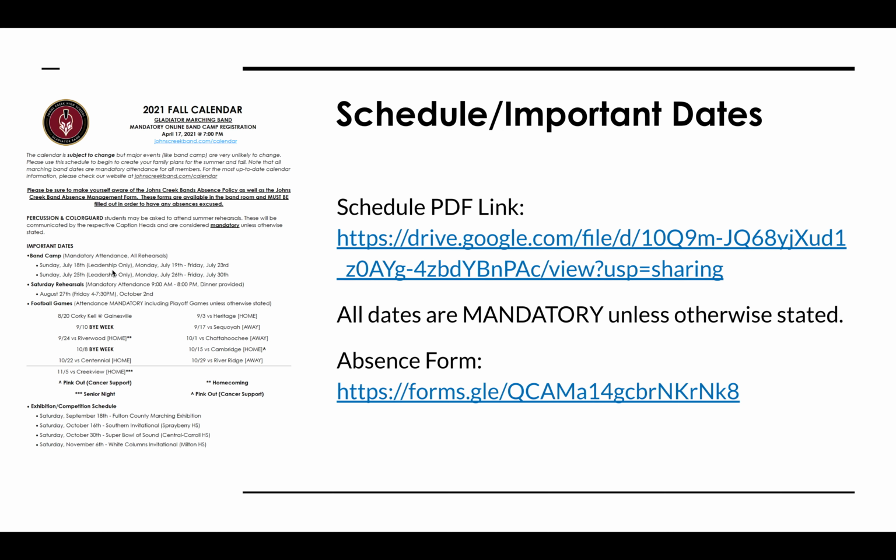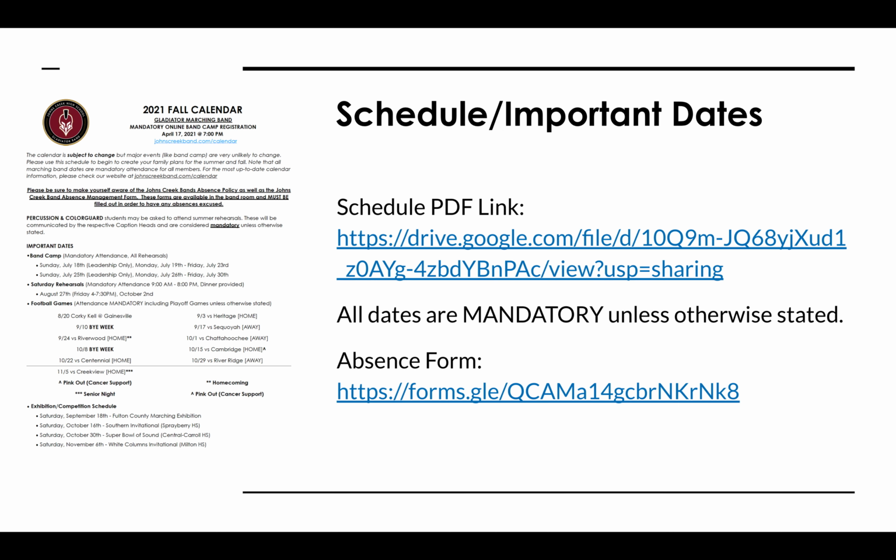This document here on the left will be sent out via email and an attachment. It has already been sent out, but the PDF link is here for you to peruse. All dates on this calendar are mandatory unless otherwise stated. We do have an absence form that we're going to use. It's just a simple Google form for this upcoming school year. But if you know in advance that you're going to miss an event that's on the band calendar, you need to communicate that with me, but also fill out this absence form so we can kind of keep track of things.